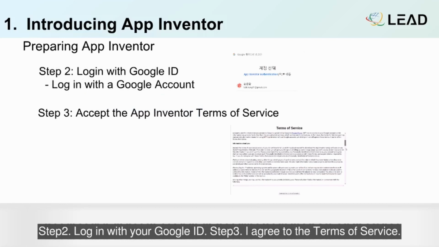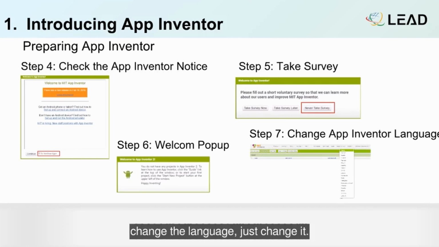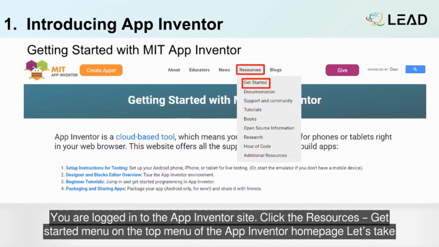Step 2. Log in with your Google ID. Step 3. I agree to the terms of service. Step 4. Check App Inventor notices. Step 5. Respond to surveys. When the welcome message appears, you are done. If you want to change the language, just change it. You are logged into the App Inventor site.